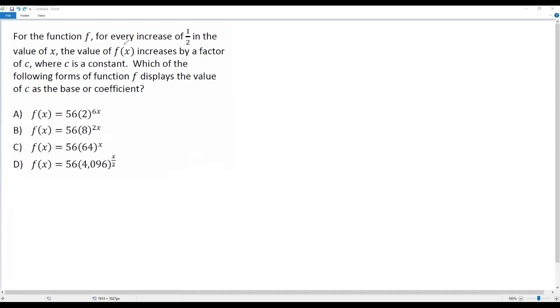For the function f, for every increase of 1/2 in the value of x, the value of f(x) increases by a factor of c, where c is a constant. Which of the following forms of function f displays the value of c as a base or coefficient?